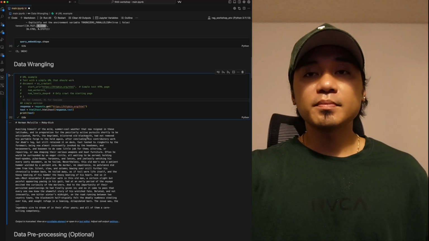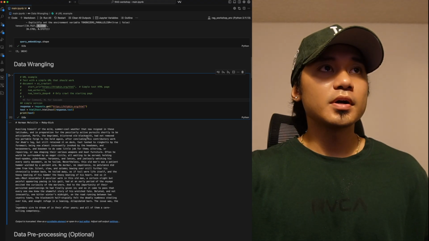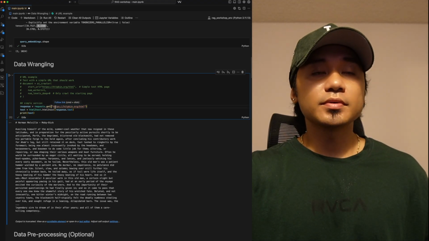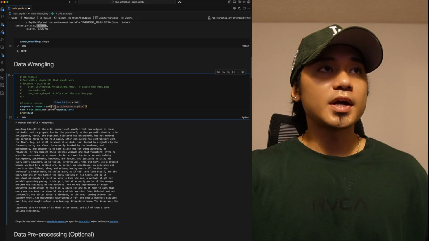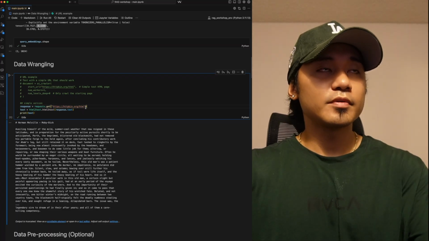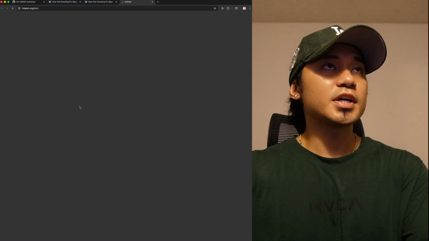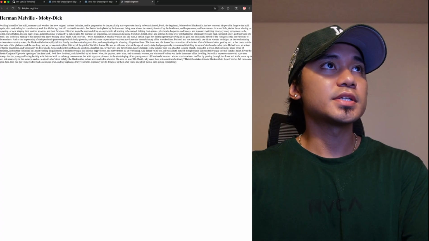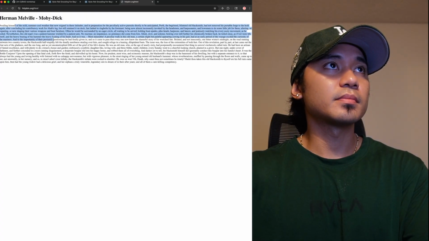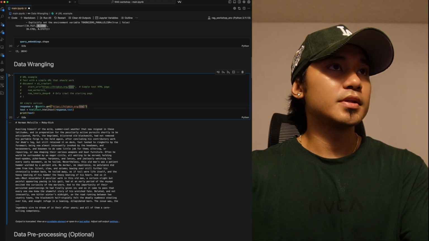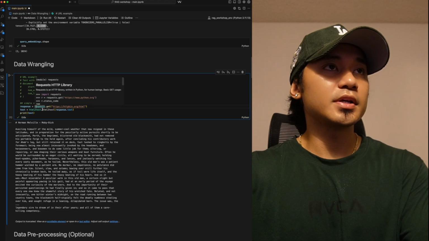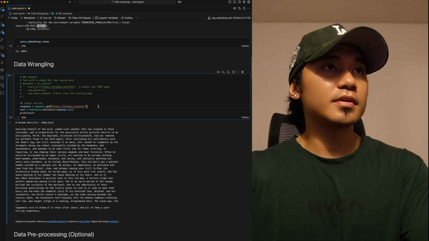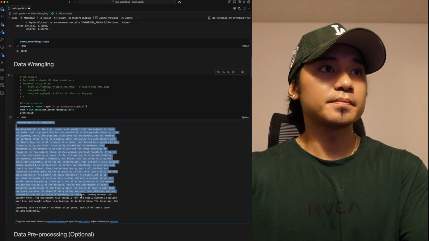So for the purposes of this Jupyter Notebook, we needed some information to test the RAG system with. So I went to this website, which just has some text on it. It has some information about Moby Dick, the story, and this code is just basically grabbing the text from that website and stripping out the HTML content. And this is the text here.